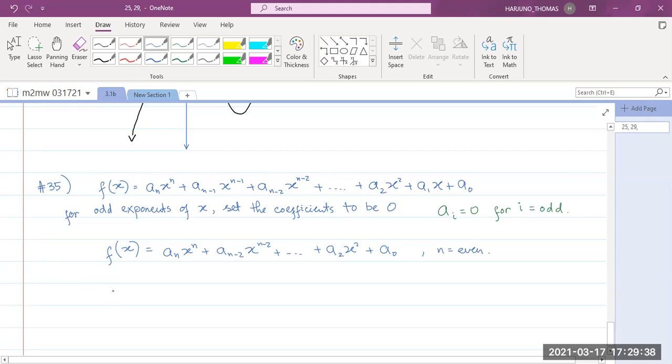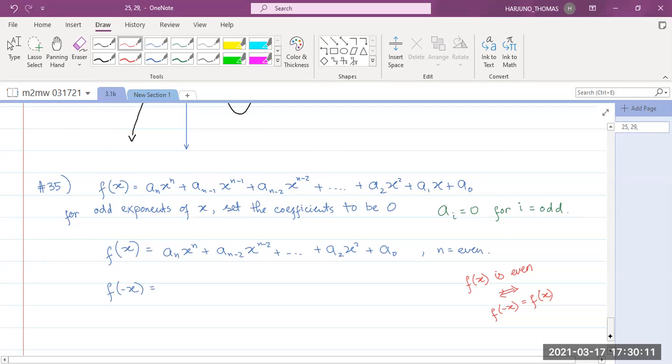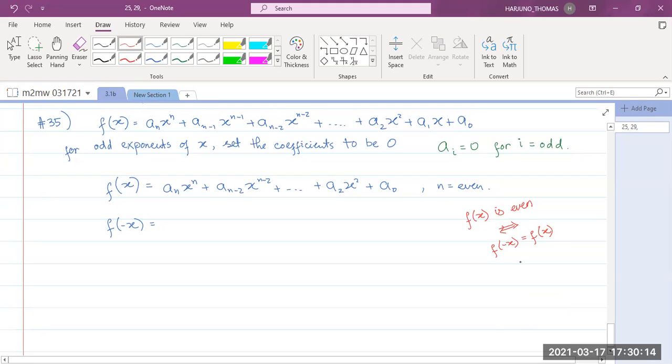So let's take a look at what is f(negative x). Okay, it is an even function if, let's remind ourselves, f(x) is even if and only if f(negative x) equals f(x). Because a function is even if and only if it has y-axis symmetry.